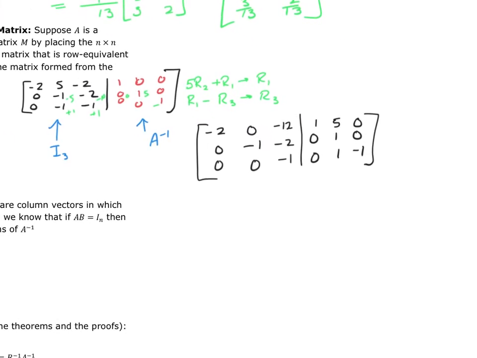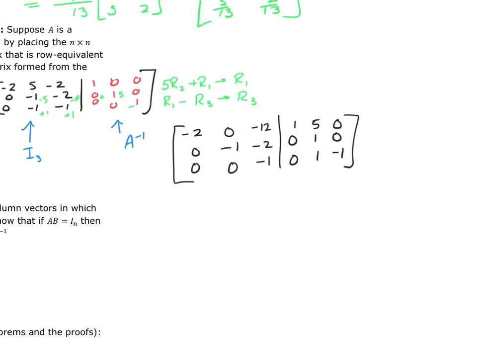So now, as I'm starting to produce the identity matrix on the left-hand side, I'm going to use the third row to eliminate the values above in the third column.